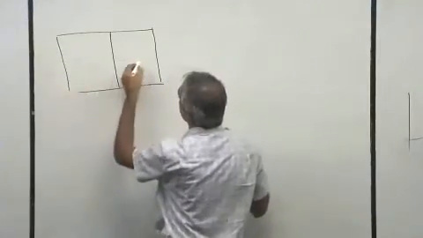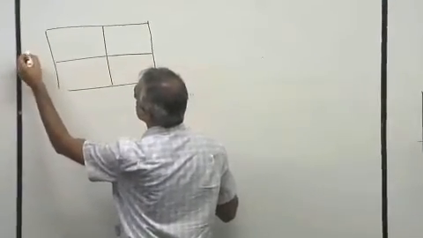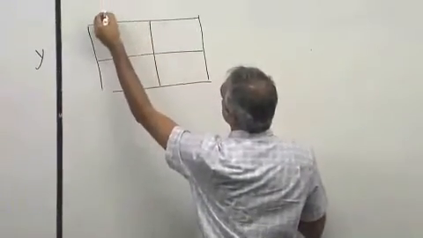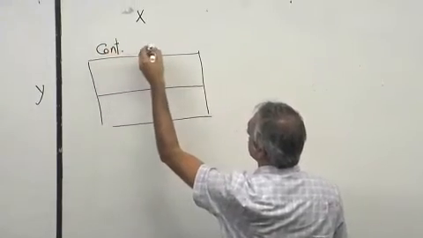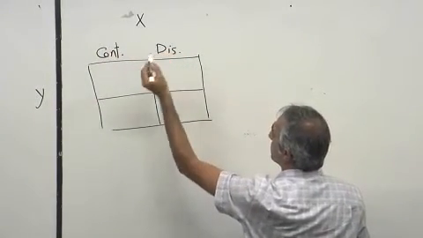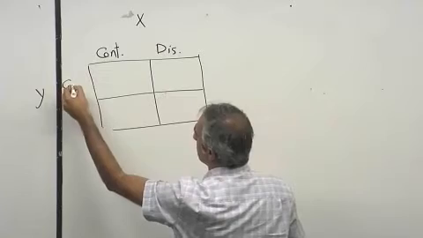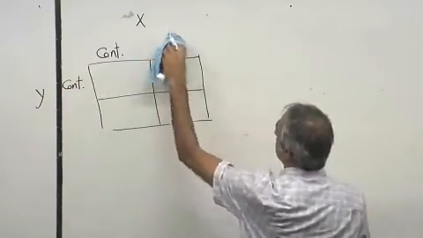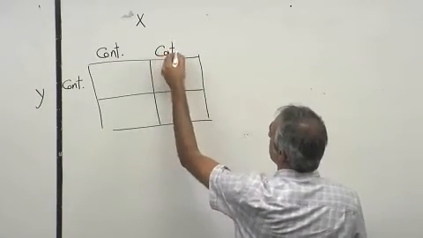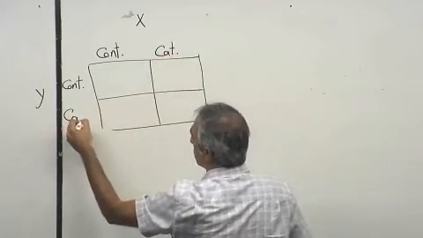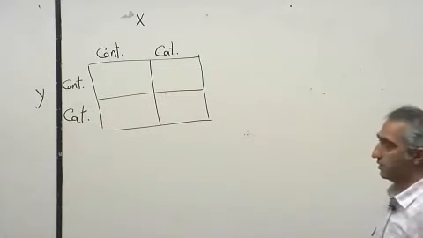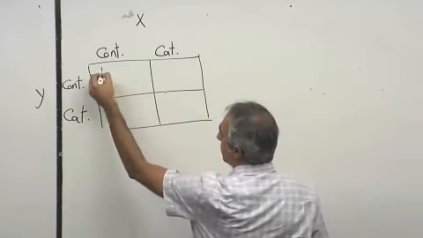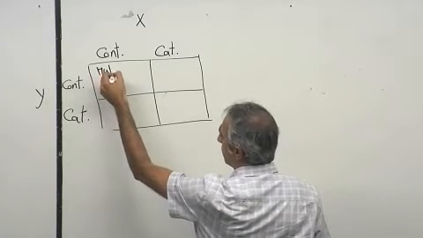So let's have a table like this. This is y, this is x: continuous, discrete, or categorical. Let's call it categorical, would be better. Categorical, continuous, categorical. Okay? So if both y and x are continuous, we use multiple regression or regular regression that we have.